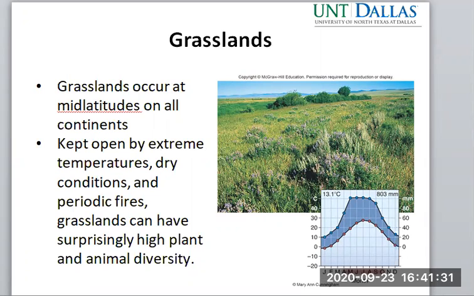Grasslands occur at the mid-latitudes on all continents. They are kept open by extreme temperatures, dry conditions, and periodic fires. Grasslands can have high plant and animal diversity also.